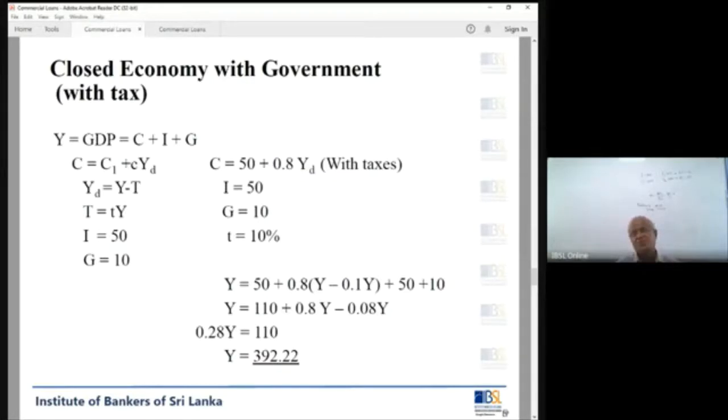GDP increase. So you might think government taxation is bad. That reduces people's disposable income, and then again GDP decreases. Yes, agree. But the government is getting tax revenue of 39 billion, and they can invest part of that.